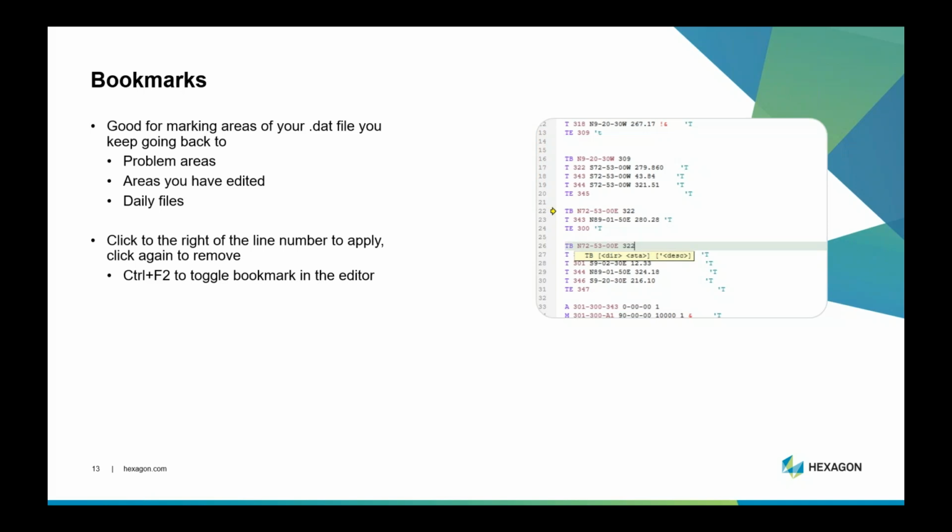If you click to the right of the line number, so in this case, line number 22, it will apply one, and you can click again to remove it. Or while you've got the line highlighted, you can hit Control F2 on your keyboard to toggle it on and off. Hitting F2 will move to the next one, and Shift and F2 will move to the previous one. So you can skip between these in your DAT file and just more easily move around in your code.